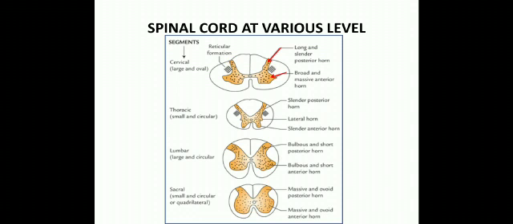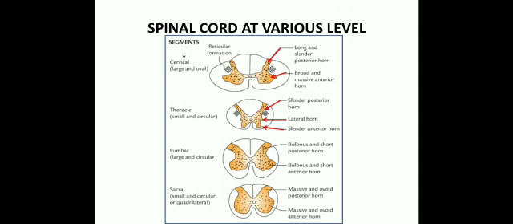Actually, in the C1 to C3 segments, it is narrow but broad in C4 to C8 segments for the supply of the upper limbs. At the thoracic level, it is small and circular. The posterior horn is slender and at the thoracic level we have the extra horn, that is the lateral horn. The anterior horn is slender from T2 to T12 segments, but in T1 segment it is broad.